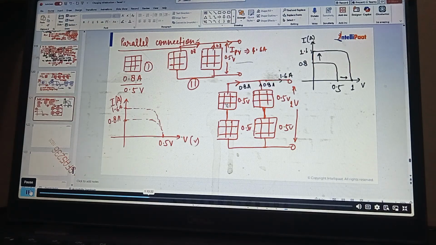So, how do we derive these characteristics? My question is, how do we get these characteristics? Any idea? No idea, sir. And what is the equivalent circuit?